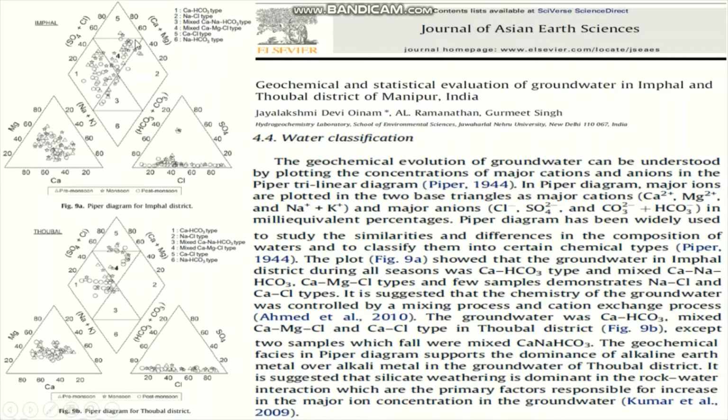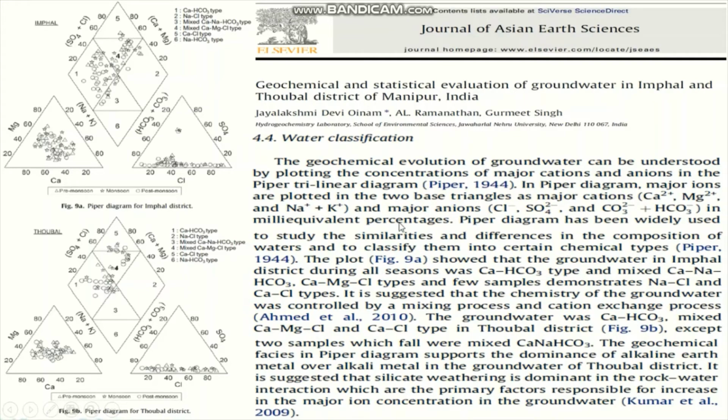If you see this Piper diagram for Imphal district and Piper diagram for Tawal district. In Imphal district, maximum samples come under 1, 4 and 3. These 3 categories, maximum samples are falling under them. Let's have a look at our interpretation part, what they have described over here.